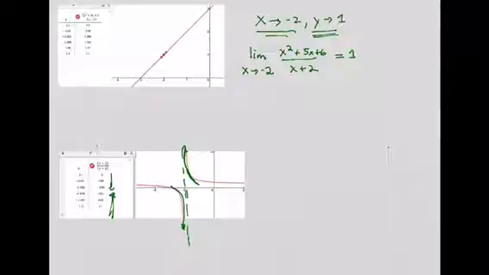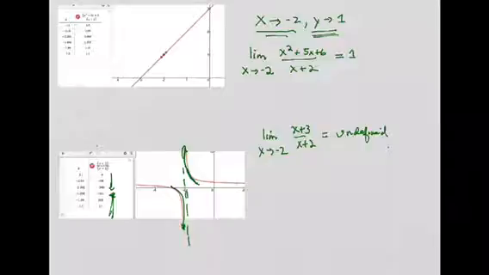Okay, so the way we would write that is we'd have the limit as x approaches -2. I have to include the function that I'm talking about. So that's x plus 3 divided by x plus 2. When that happens, the limit is undefined. I used undefined. The limit is undefined. You can use DNE, which stands for does not exist.